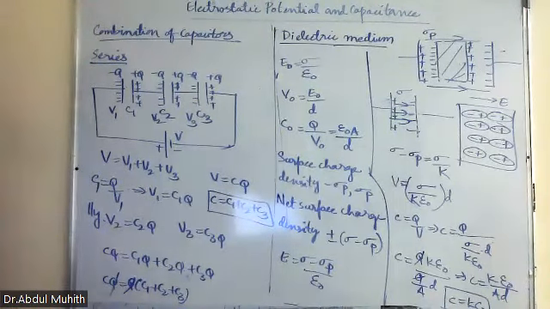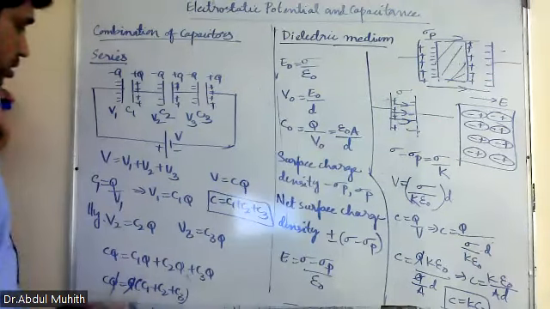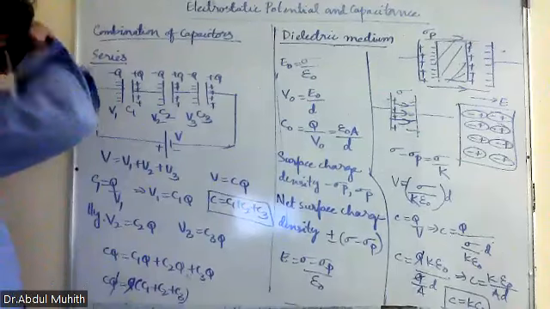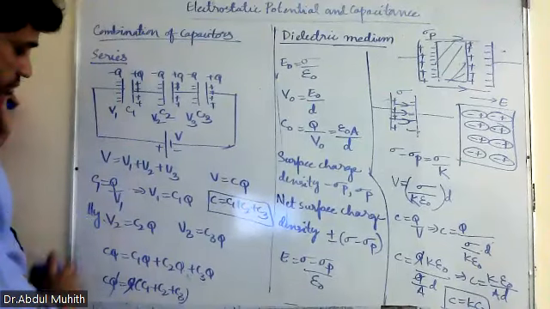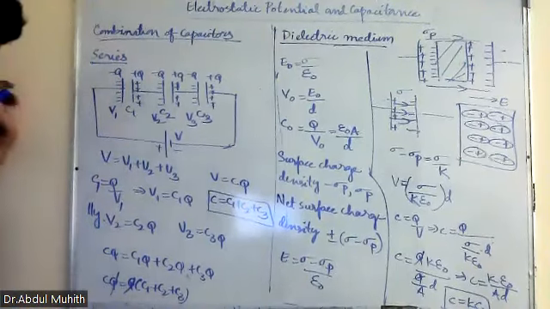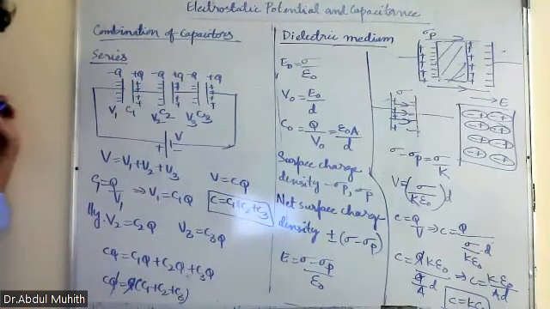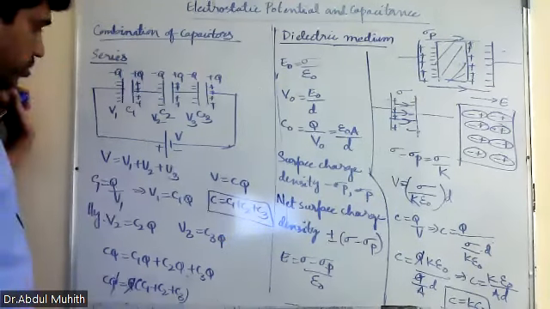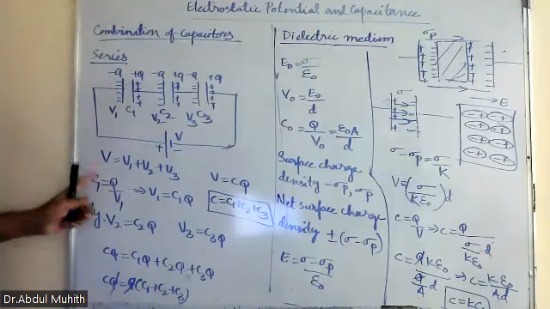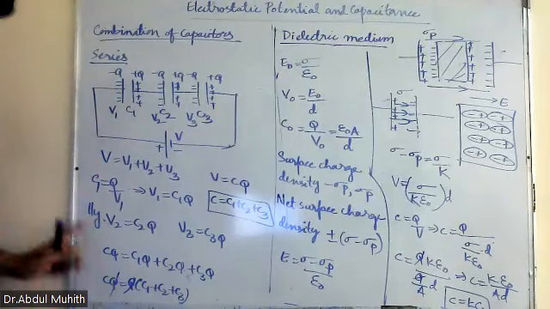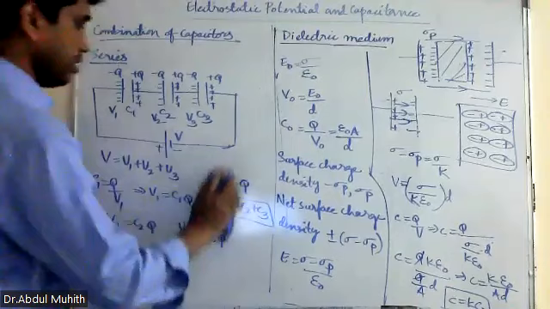Again, sir, for series, isn't it 1 by C is equal to 1 by C1 plus 1 by C2 plus 1 by C3? One second. Where did I make the mistake? So you took V as constant? No, I did not take voltage as constant. Charge I have taken constant, but I made some mistake here.